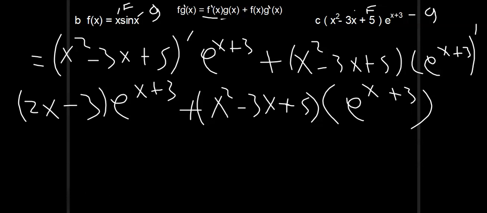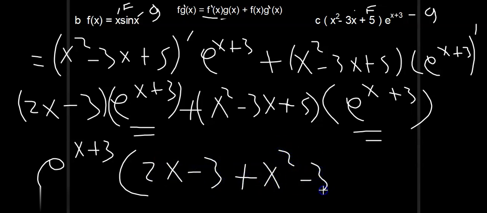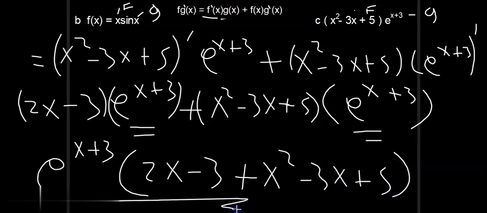Since I got the 2e to the x plus 3, since I got two values that have e to the x plus 3, let me just take this out. So it will be e to the x plus 3 times 2x minus 3 plus x squared minus 3x plus 5. This will be your simplified form. But this one is also your answer, but the simplified form will be the last one. So this is all you have to do when you come to this specific example.